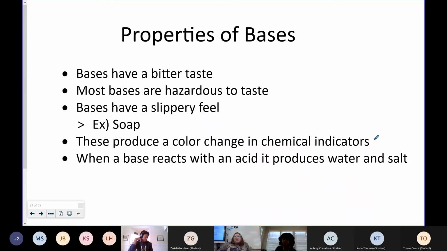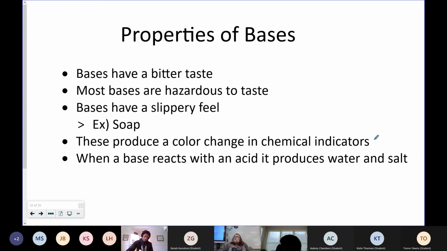All right, and then on the flip side, looking at properties of bases, bases have more of a bitter taste. Something like milk is slightly basic, things like that. Most bases are actually hazardous to taste. So a lot of times things that we eat are not going to be very basic.